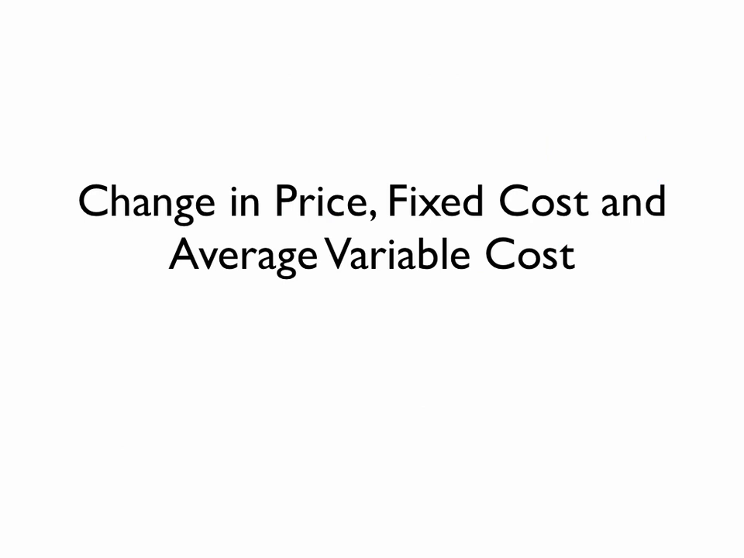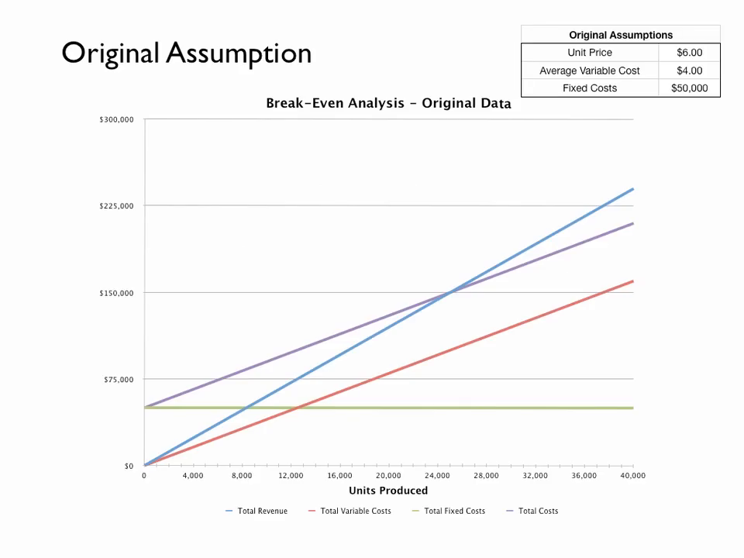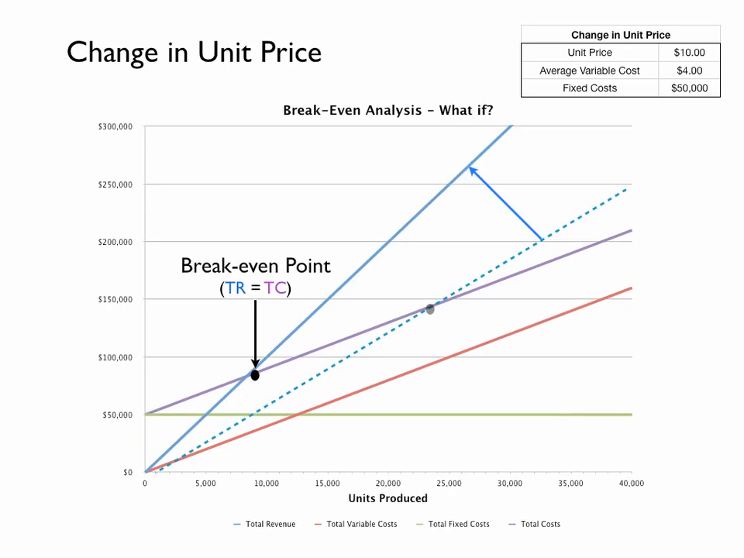Let's see how changes in price, fixed cost, and average variable cost would affect the break-even chart. Our changes will be based on this original chart. Here, we see that the unit price is $6, average variable cost is $4, and fixed cost is $50,000. When the price increases from $6 to $10, the total revenue line gets steeper, and so the break-even point would shift to the left and downwards. Thus, the break-even quantity and the break-even revenue decrease while the total variable cost and fixed cost stay the same. A lower break-even point would increase the chance of making a profit.